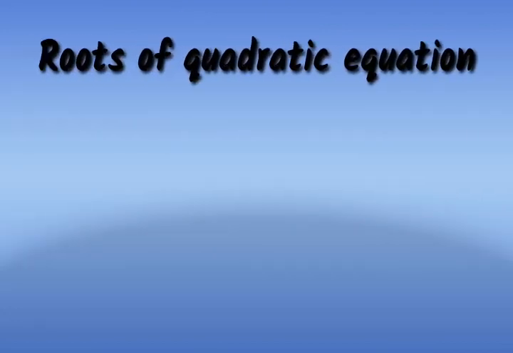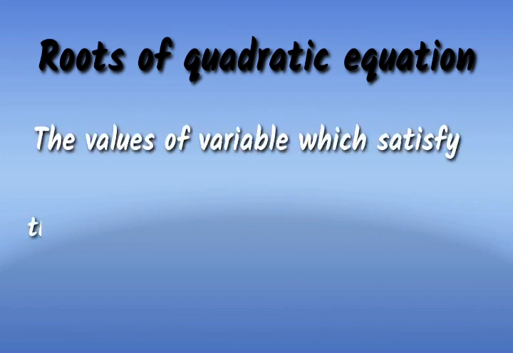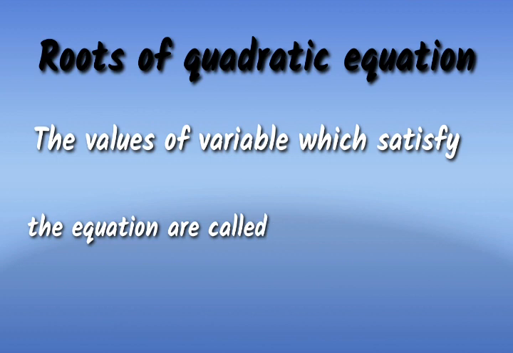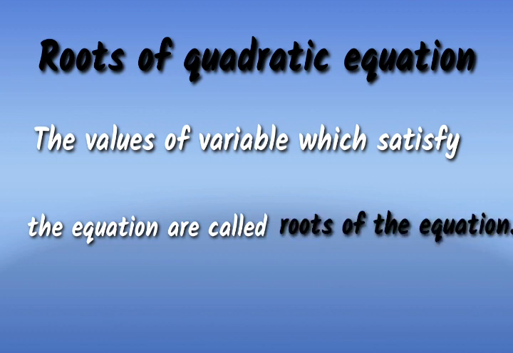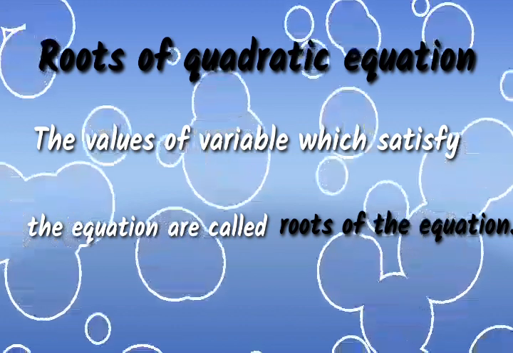Roots of quadratic equation. See the definition. The values of variable which satisfy the equation are called roots of the equation. Means for a particular value of variable, if the value of equation is equals to 0, then this value is called root of the equation. Let's discuss one example.